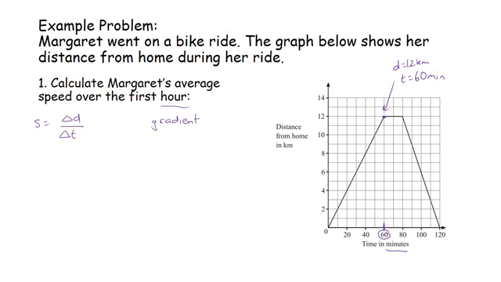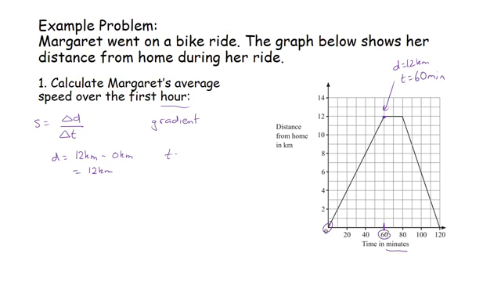Now here, for the change in distance, she starts off at 0, 0, which makes it handy for us, and then she ends up 12 kilometers from home. So the total distance that she changes between the time she started and the first hour is that 12 kilometers minus the 0 kilometers she started at, which gives us a total distance of 12 kilometers traveled.